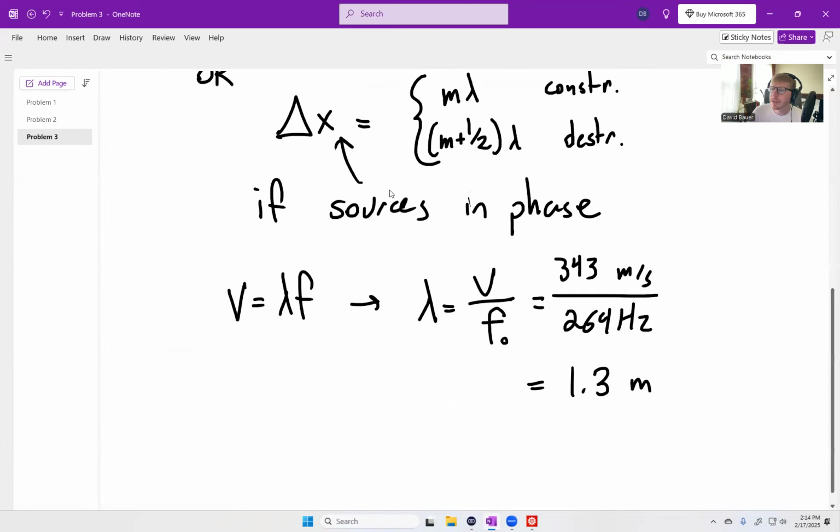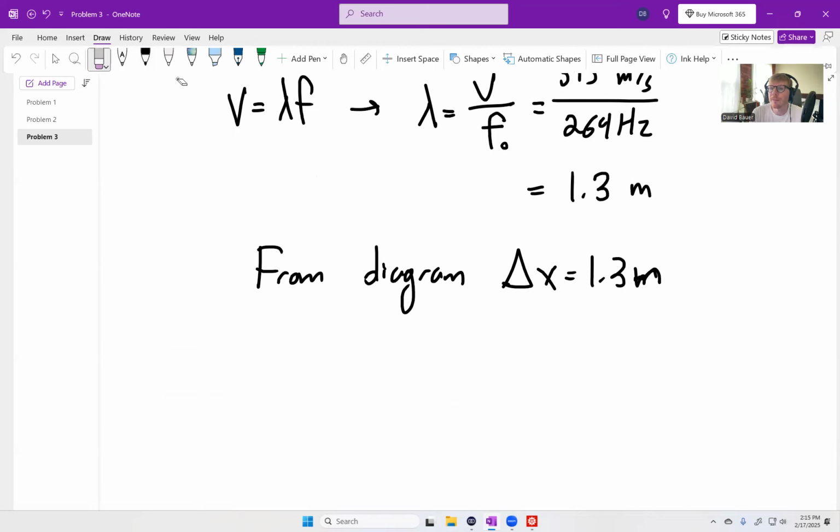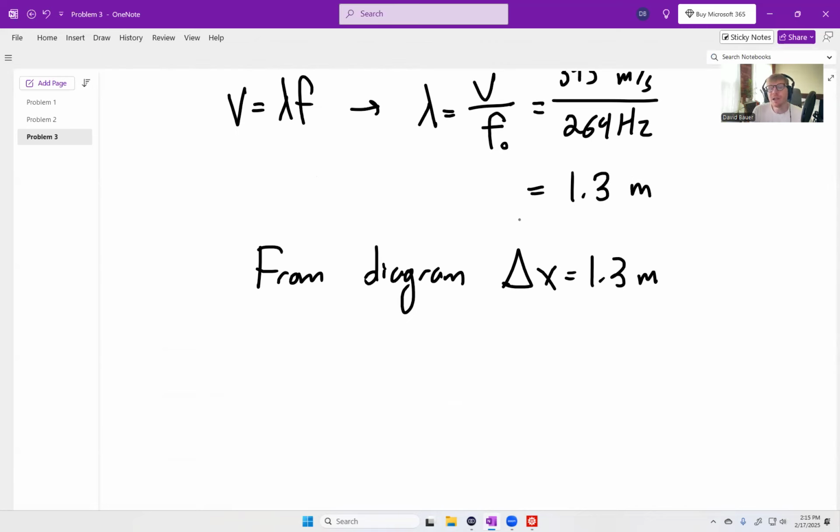All right. So from the diagram, delta x is 1.3 meters, and 1.3 meters is an integer multiple of 1.3 meters, with a multiple of 1. So this is saying that our path length difference is equal to the wavelength, and that's going to mean we get constructive interference.